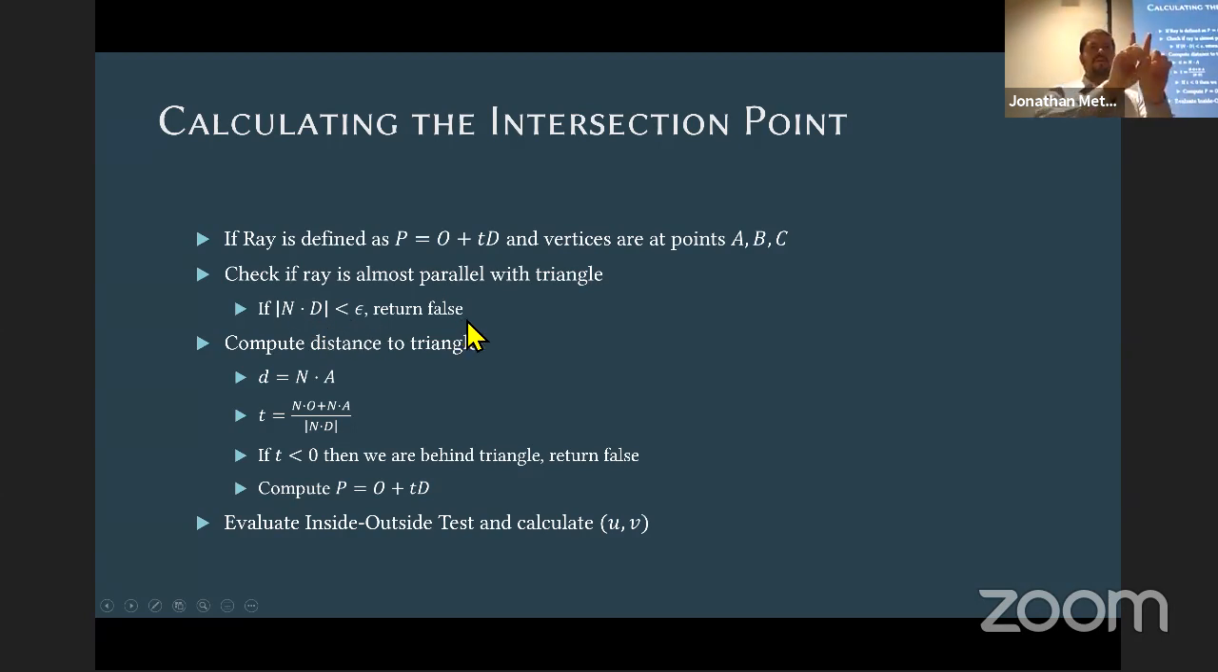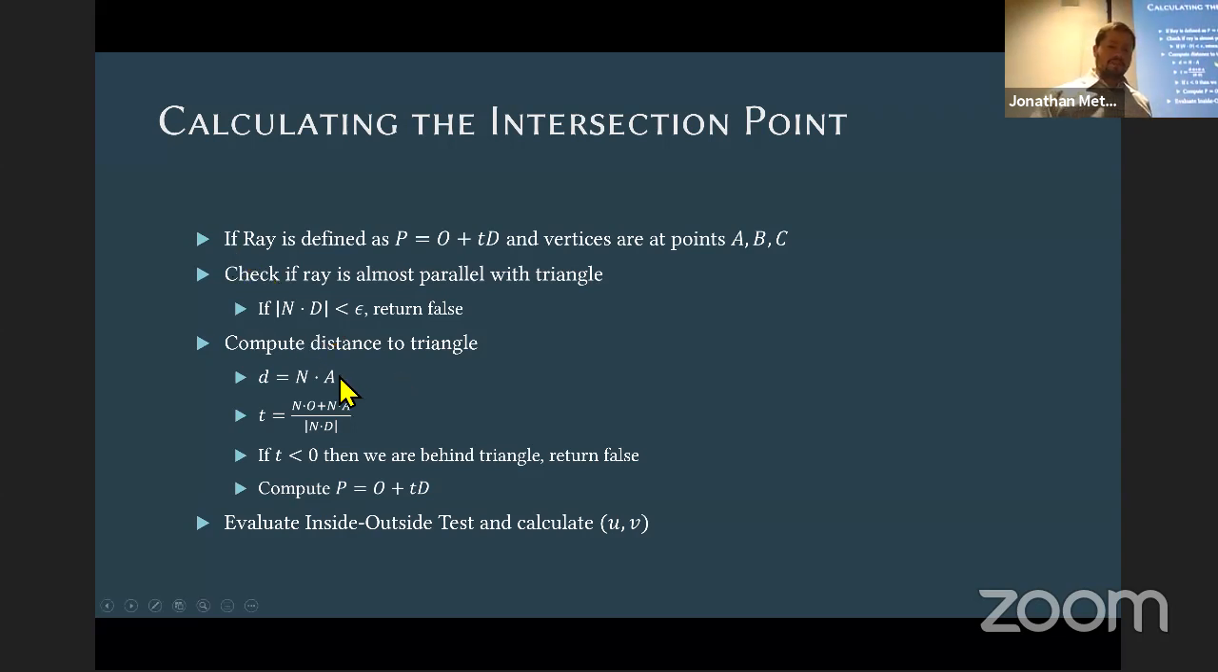So if they're almost parallel, and the problem here with parallel stuff is then you start getting areas that are equal to 0, and then you start dividing by 0, and then you get not a numbers. And there's nothing worse than troubleshooting not a number in your shader code. So we use this as a way of, okay, let's get out of here if this is going to cause us problems.